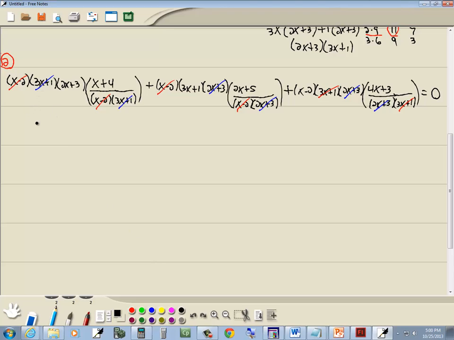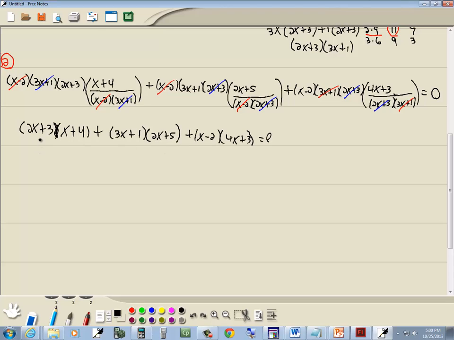So let's see what we have left. Here we got 2x plus 3 times x plus 4, plus 3x plus 1 times 2x plus 5, then plus x minus 2 times 4x plus 3 equal to 0.